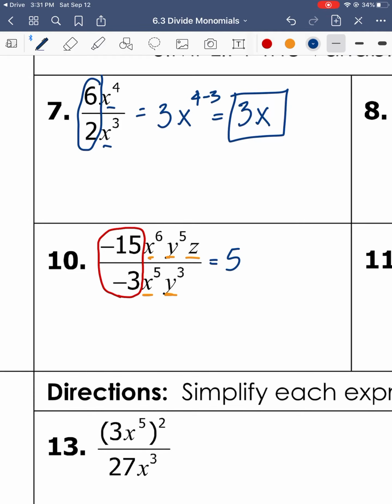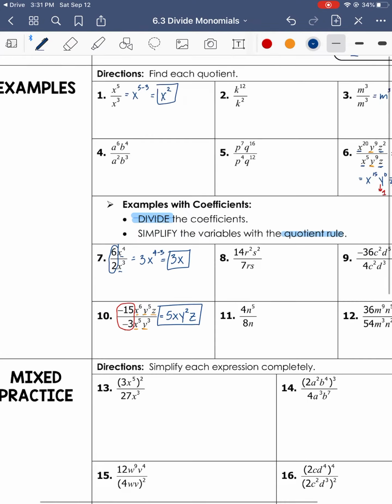We have x to the 6 in the top, x to the 5th in the bottom, so we're going to keep the same base, x, and then we're going to subtract 6 minus 5, which is 1. And we're just going to leave that as x. We're not going to write the exponent in. And then we have y to the 5th in the top, y to the 3rd in the bottom. We'll subtract 5 minus 3 is 2, so we get y squared. And then that z is just going to hang out there. So that is our final answer for this one.